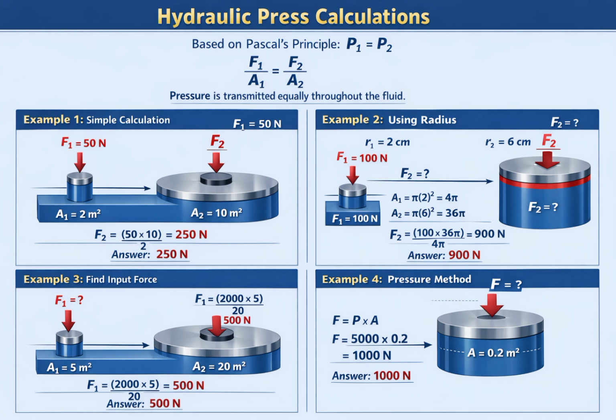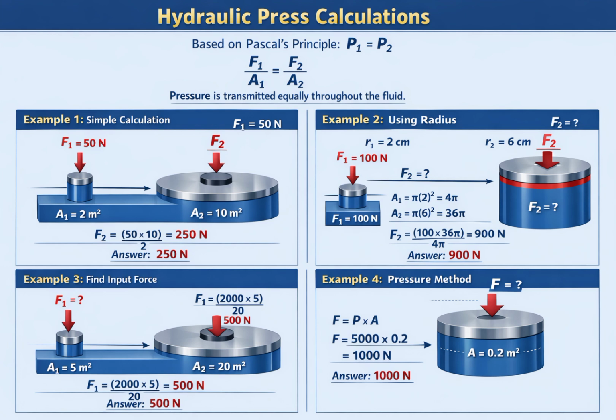Now the third example says we should find the input force, that is the applied force. Is that clear? Don't forget, we are working on Pascal's principle, and a hydraulic press machine works based on Pascal's principle. To find the input force, we have the small piston area to be 5 meters square, and the large piston area to be what? 20 meters square. Our F2 is given already, which is 500 Newton, as you can see in the large piston.